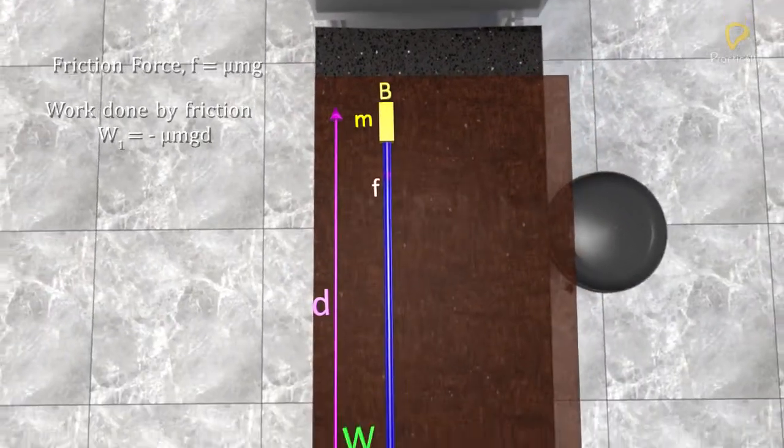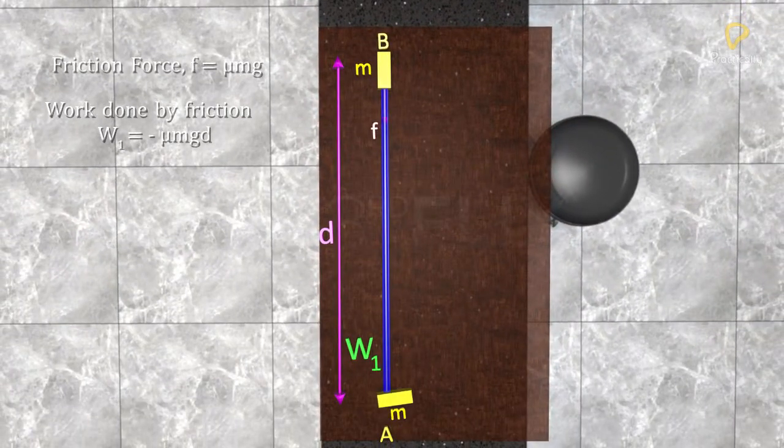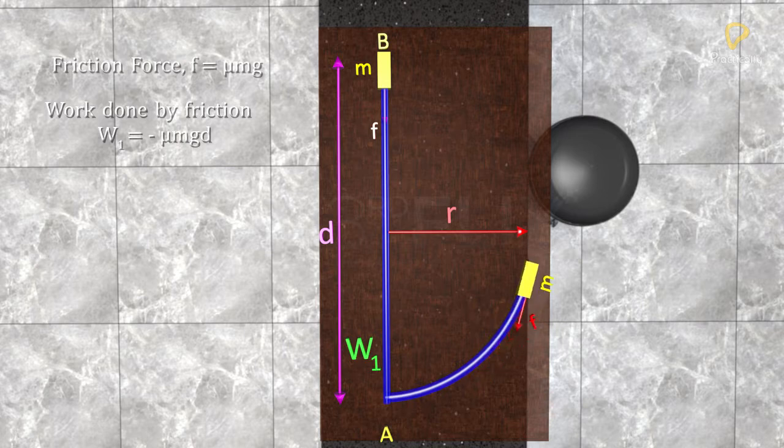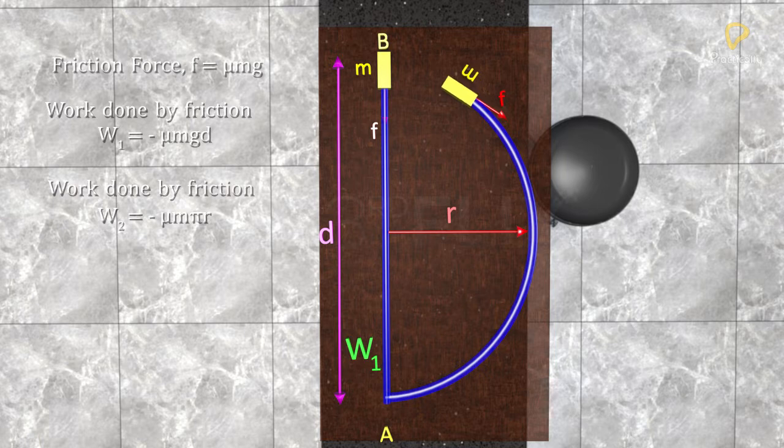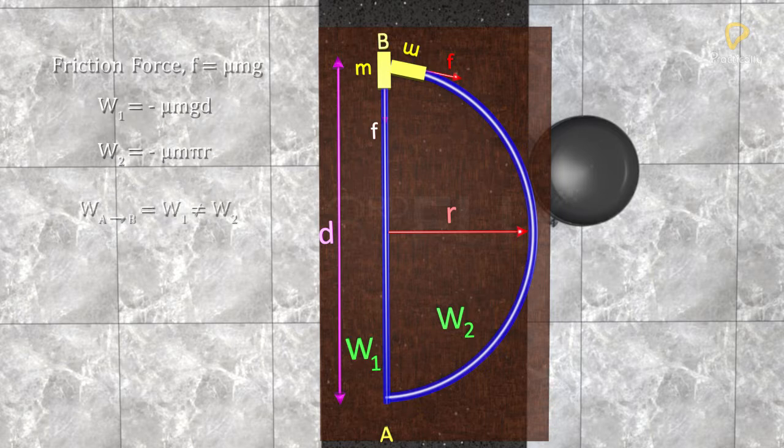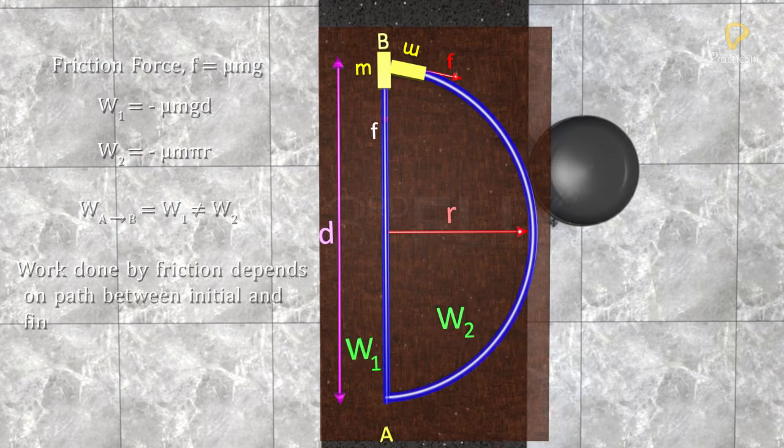Now consider another situation where the object is brought from A to B very slowly along a circular path of radius r. Frictional force along the circular curve is mu mg, and it is opposite to the motion of the object at every point. Hence, work done by friction in this case is minus mu mg pi r. Though the initial and final points are the same in both cases, work done by friction is different. So work done by friction depends on the path taken by the object between initial and final points.